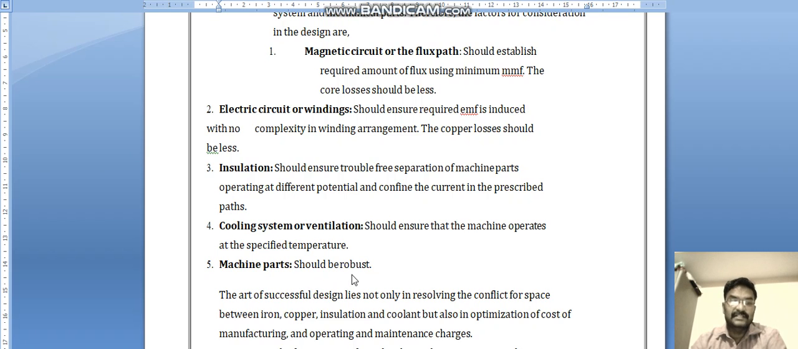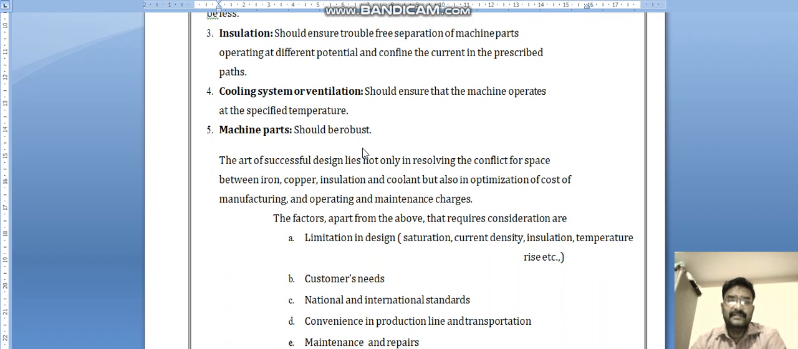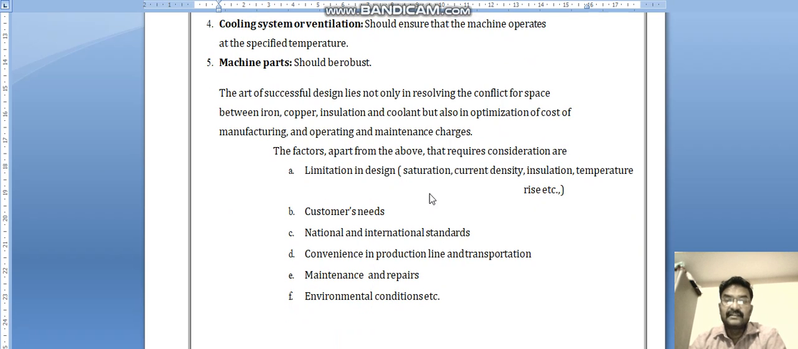Finally, machine parts should be robust. A successful design lies not only in resolving the conflict for space between the irons, coppers, insulation and coolants, but also in optimization of cost, manufacturing and operating. Limitations in design: saturation should be avoided, current density should be at a proper level, insulation should be good, and temperature should not rise. Customer needs: some customers need good quality with less cost. National and international standards should be followed in the production line.